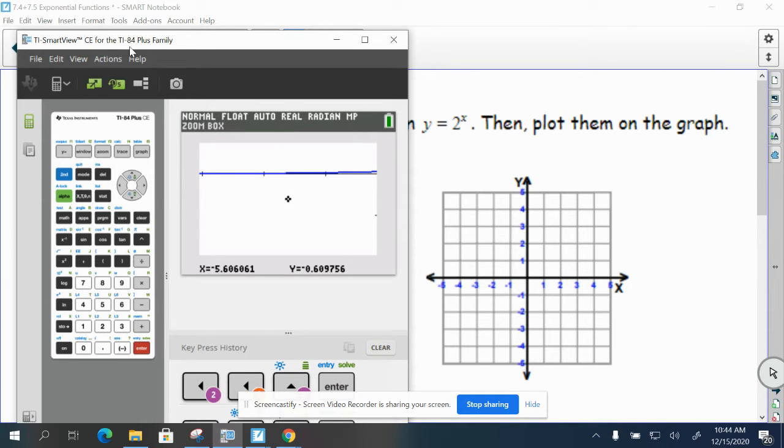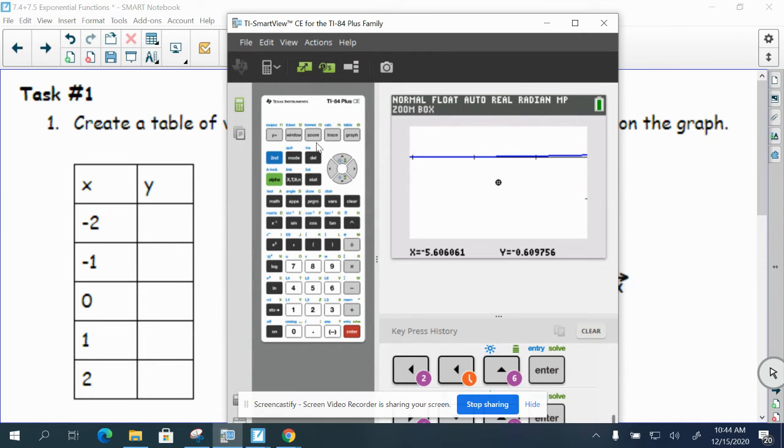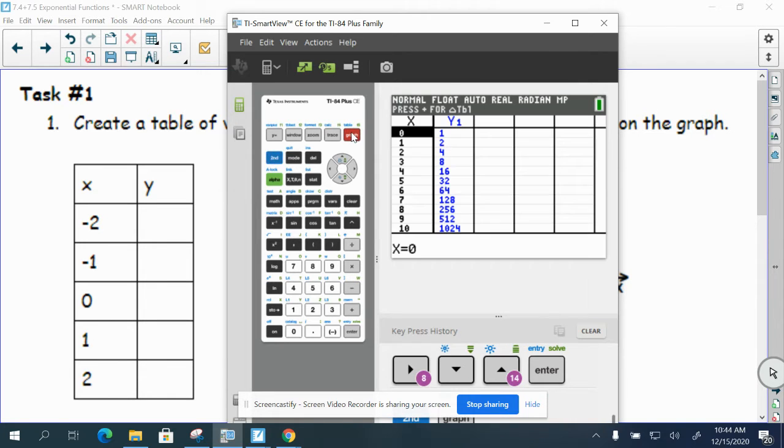So how do we fill in the table? We're going to explore a different feature here. Where is it? Table. You see the table here? Go to second graph. And now you have your table of values. Yours probably starts at 0, so in order to see -2, you're just going to press the up arrow.